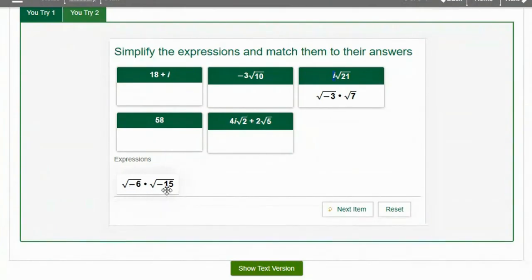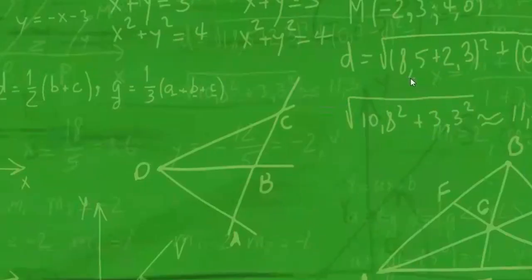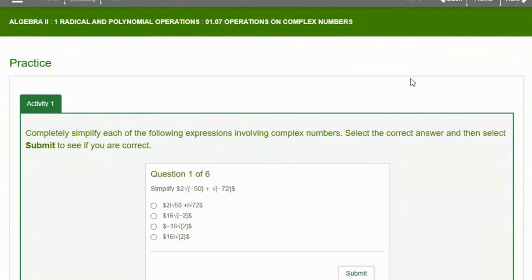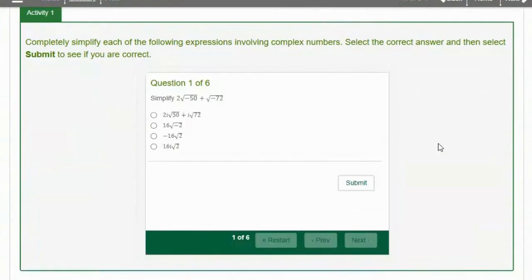This one, there's an i and an i. So you're going to make this the square root of negative 1 times 6 and the square root of negative 1 times 15. Those will combine, and you can simplify. I'm going to let those go and go to the next page, because you can do all these practice problems and it will tell you how to do it if you're wrong. So I don't spend quite as much time on these just because it will help you a lot more.